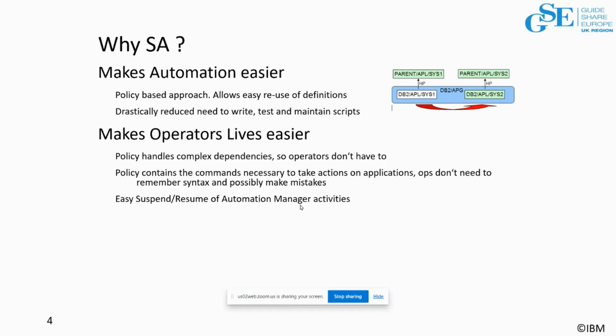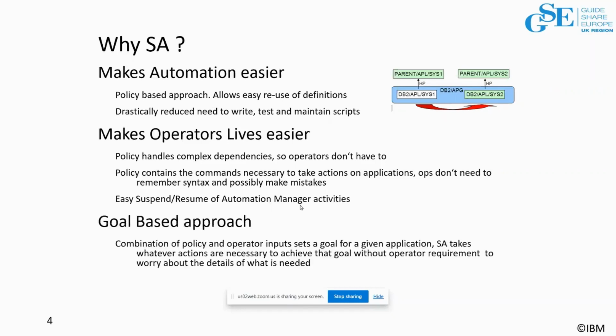And this is the other thing you need to remember about system automation, if it's the only thing you remember: it's goal-based. So policy-driven and goal-based. The combination of what's in the policy and what operators ask for sets a goal for a given application, and then system automation will take whatever actions are necessary to achieve that goal without any further operator requirement to worry about the details.